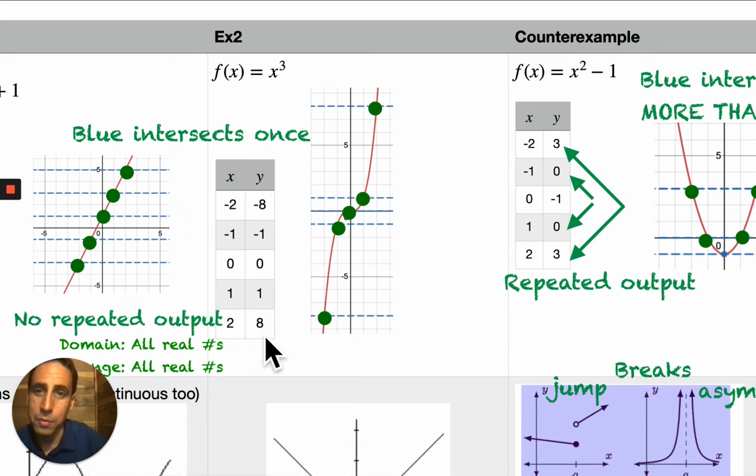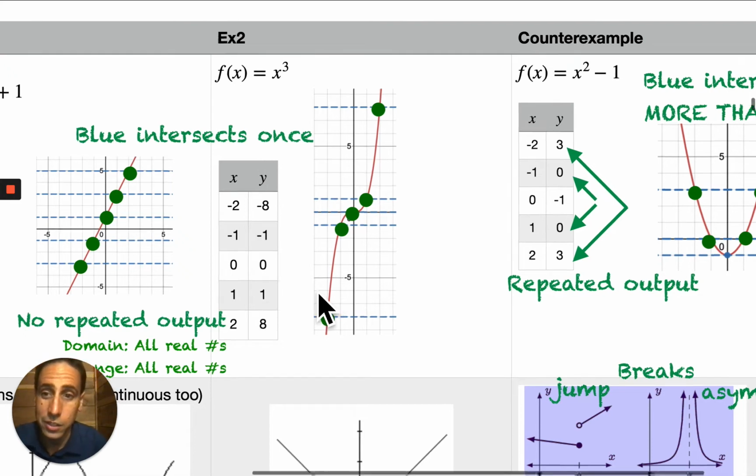Only one number times itself 3 times is going to give you 8. And that's the value of 2. These outputs don't get repeated. And so you can see graphically it shows up in the horizontal line test. You draw any horizontal lines you want, it'll only intersect the graph once. It passes the horizontal line test, therefore yes, it is a one-to-one function.